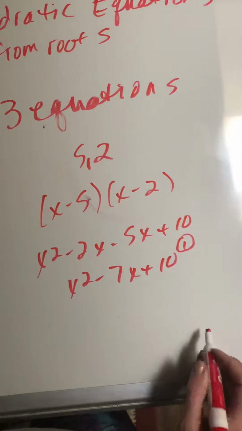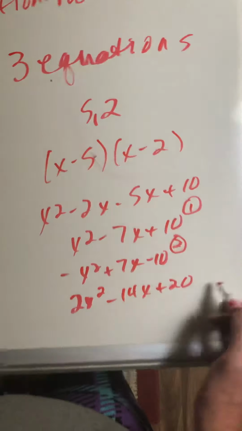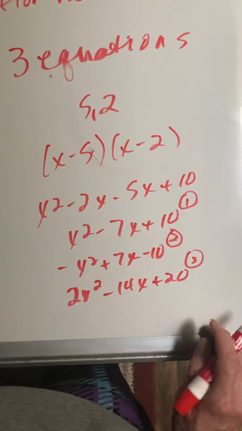Another equation, change the signs. So that's a second one. A second equation, 2, that's not 10 squared. Second equation, multiply the original one by 2. So 2x squared minus 14x plus 20. That's all you do. That's a third equation. So that's 3 equations.